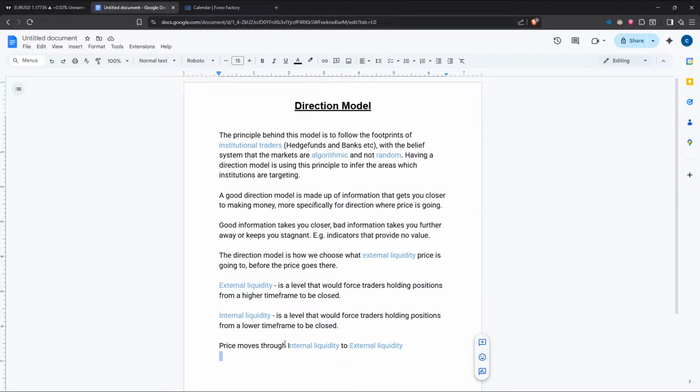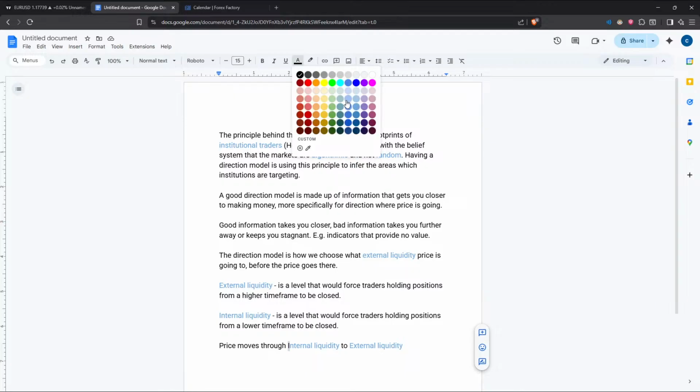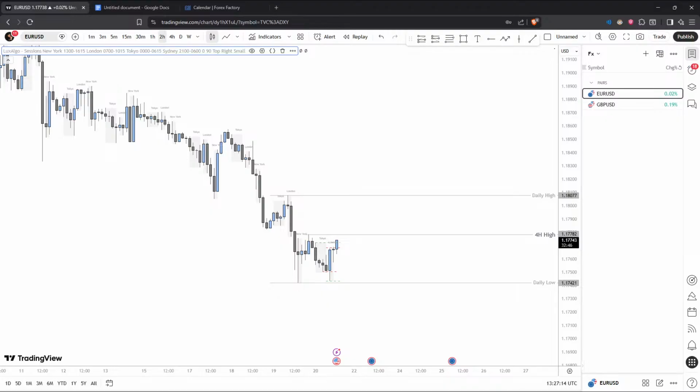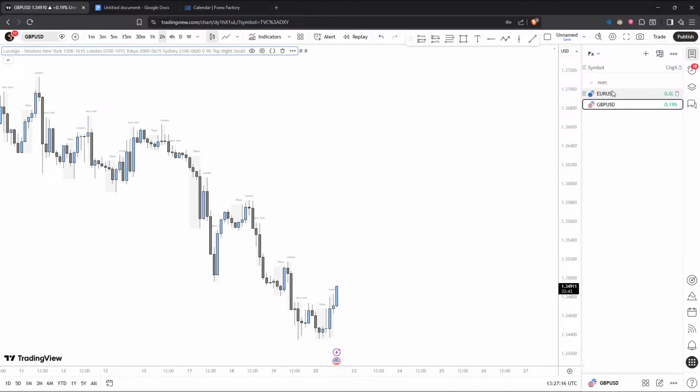Okay. So price moves through internal liquidity to external liquidity. Okay, cool. That's that step done. We'll keep an eye on price as we're doing this, by the way, so don't worry. Okay, London swept Tokyo.